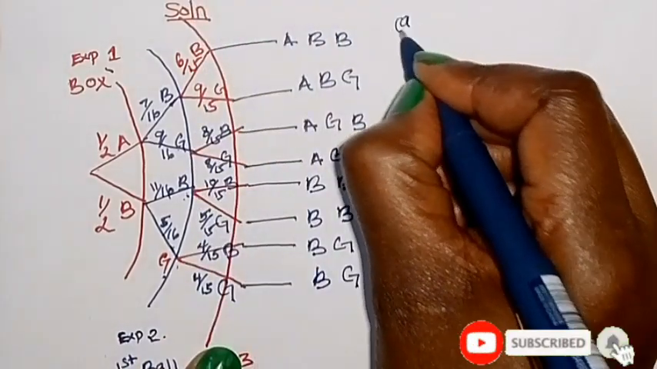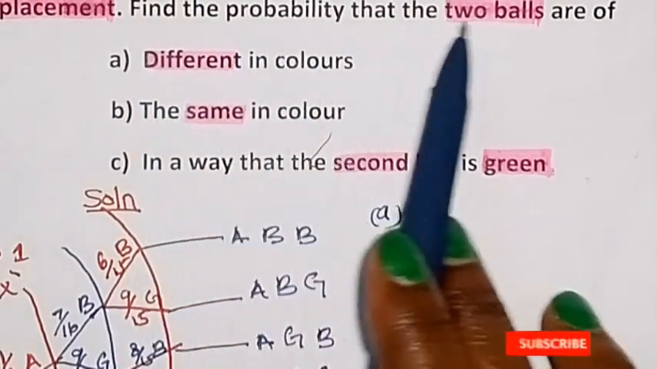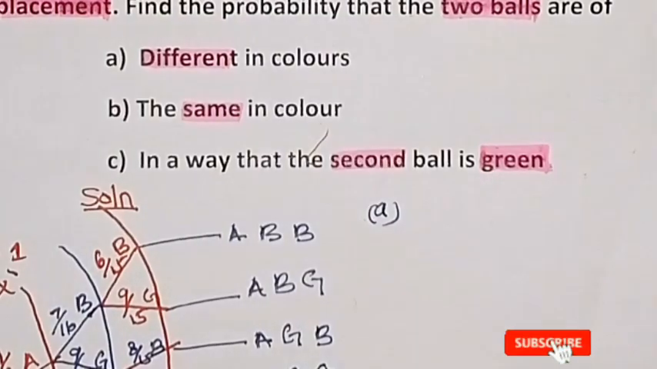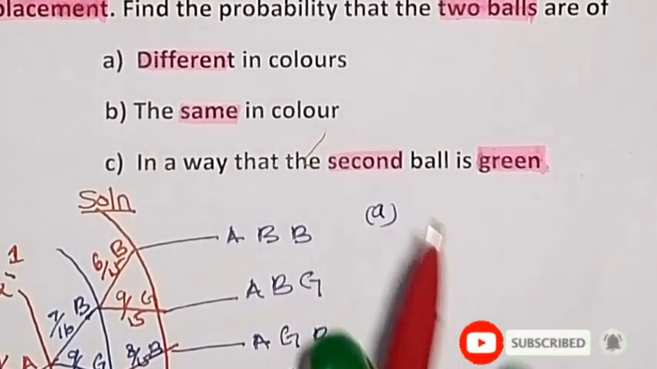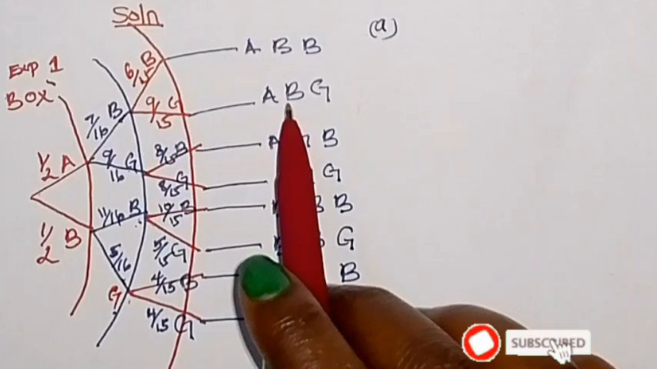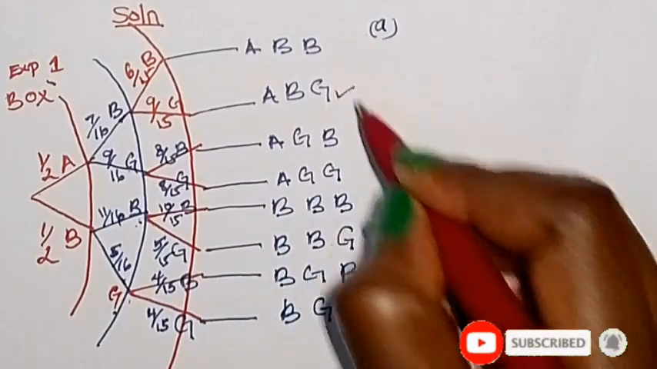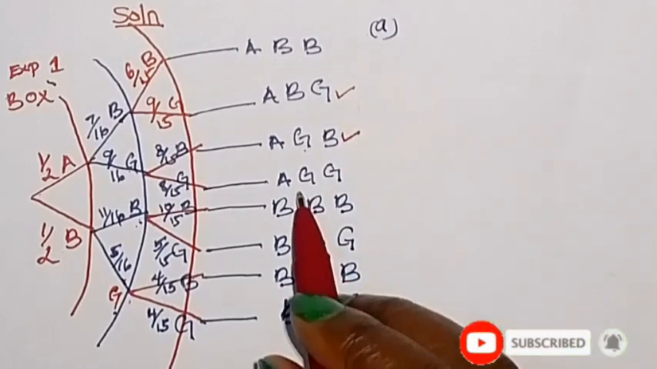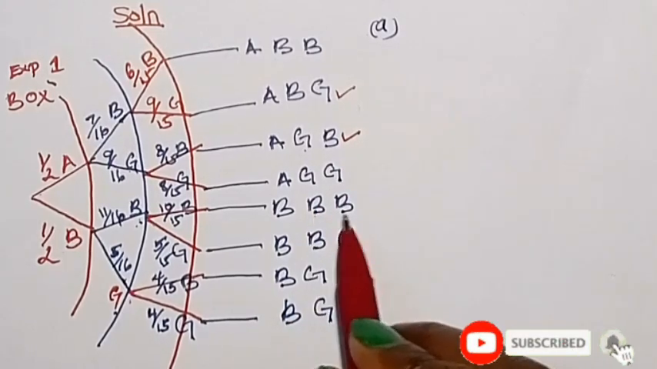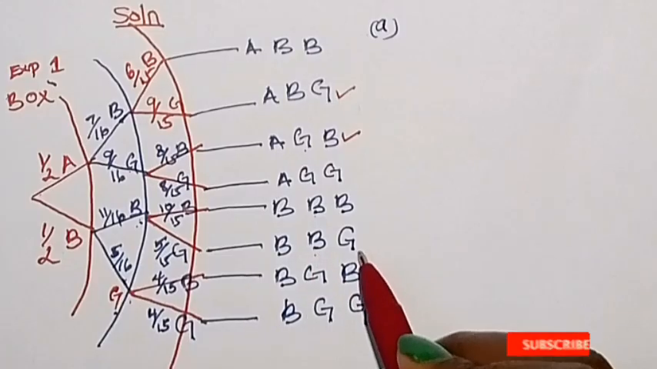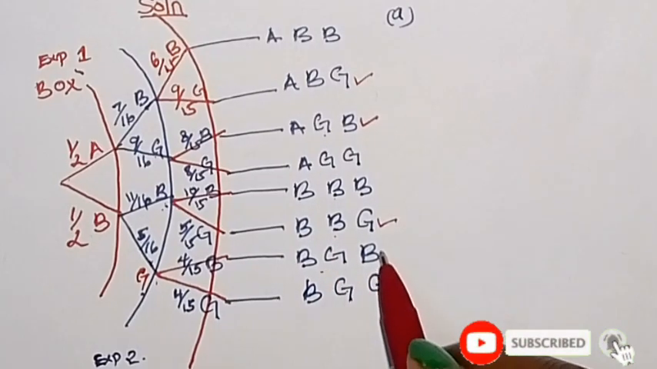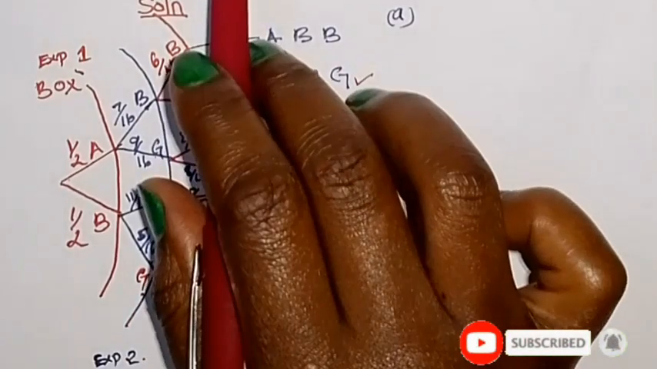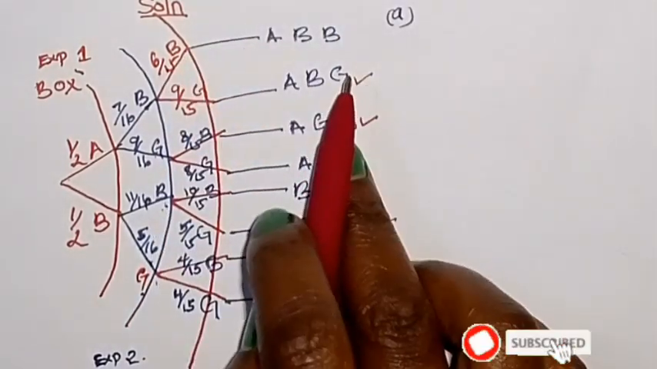Part A. Find the probability that the 2 balls are of different color. So we have brown and brown, so the 2 balls are the same color. Brown and green, different color, so we pick that. Green, brown, different color; green, green, same color; brown, brown, same color; brown, green, different color; green, brown, different color. So we have green, green, same color. So we are interested in different color and we know the probability.